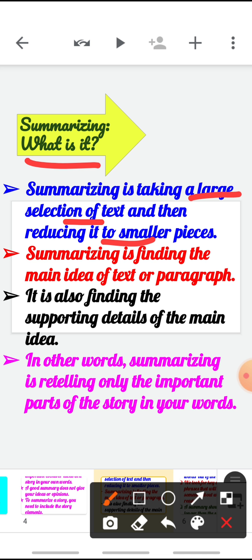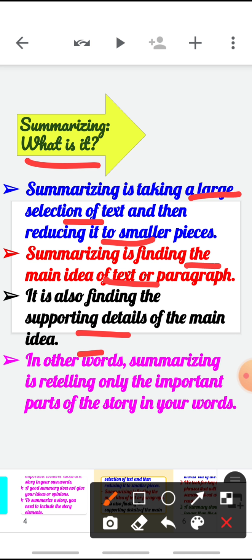Then summarizing is finding the main idea of a text or paragraph. That means whatever is written in the story, that doesn't mean you will write down the exact story while summarizing. No, you have to find out the main idea, that is, what the story is trying to portray, what it is trying to tell. So you pick out only the main idea of the text or paragraph and then summarize it. It is also finding the supporting details of the main idea.